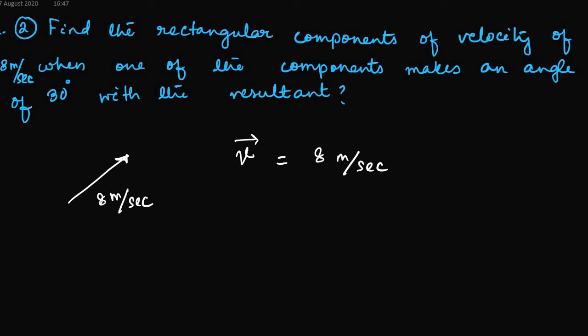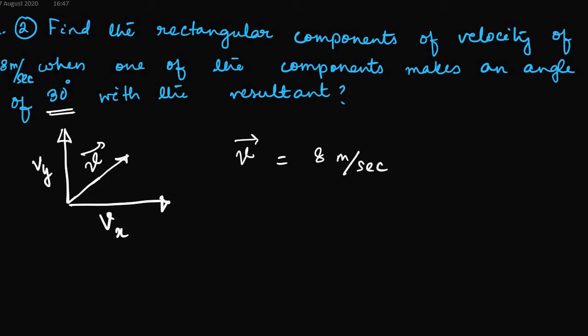Now one of the components is making an angle of 30 degrees with the resultant. And what does that exactly mean? If the resultant is the V vector, then if I make the rectangular components of this vector, how will I draw it? This is the Vx, right? And this would be the Vy, isn't it?